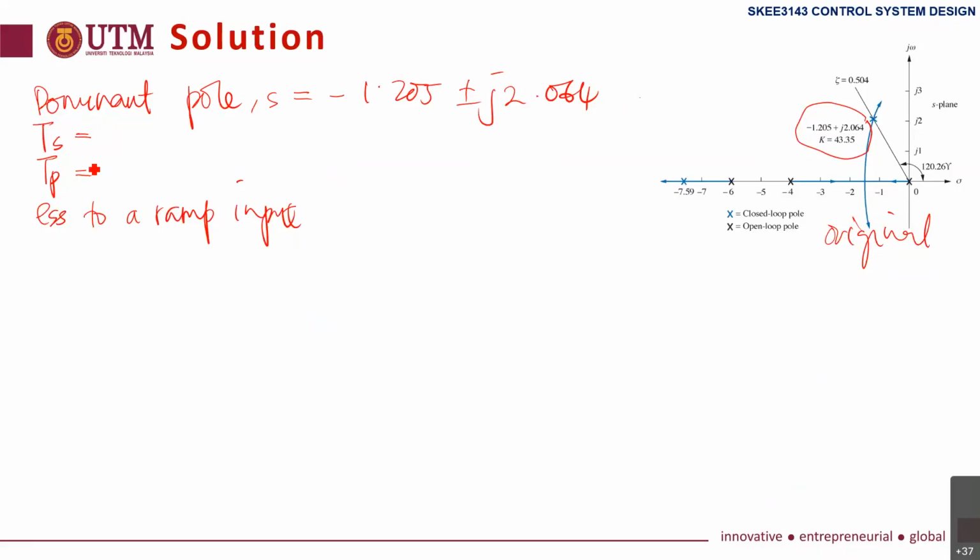TP is pi over 2.064, which is 1.52 seconds. TS is 4 over 1.205, which is 3.32 seconds.